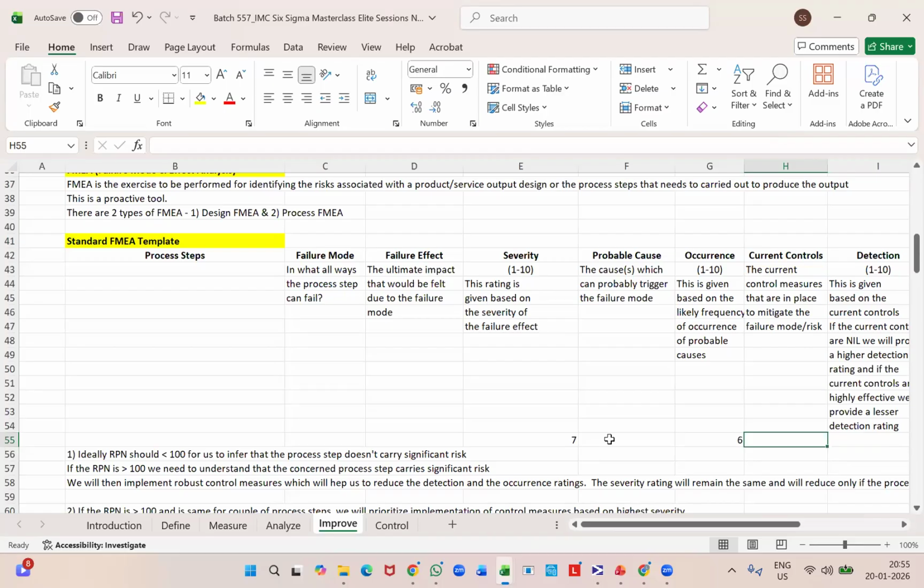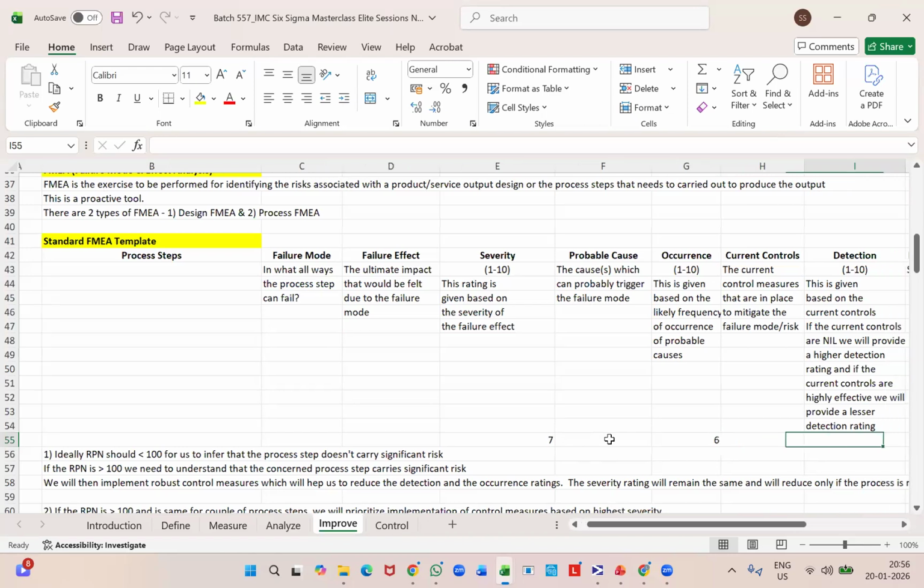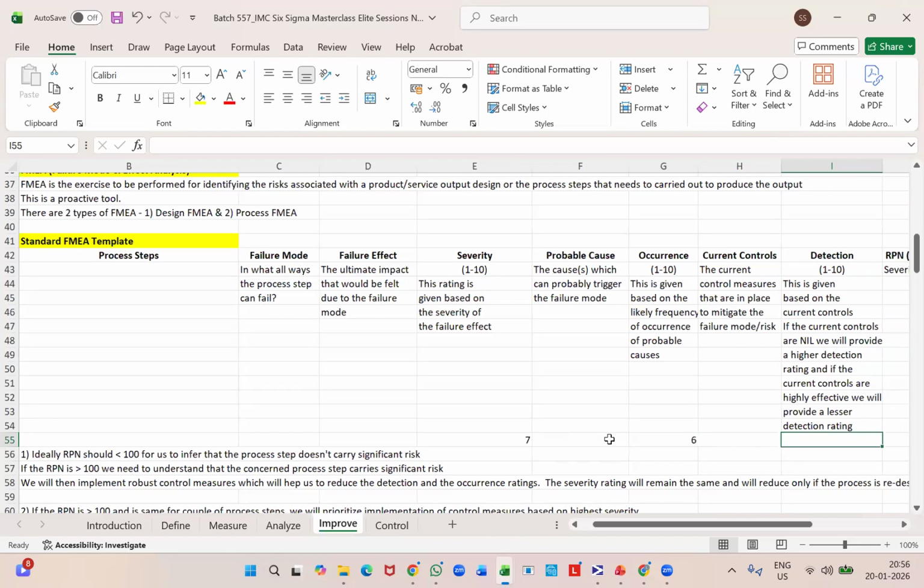So this manual control is there, but it is not quite effective. There is every possibility that people might overlook it and not provide the preventive maintenance as per the scheduled date and time, right? That's quite possible. So we do have some control, but this is not an effective or robust control. So I will give a moderate rating for detection as well, say 6, right? So the occurrence rating is 6, and the detection rating is also 6.